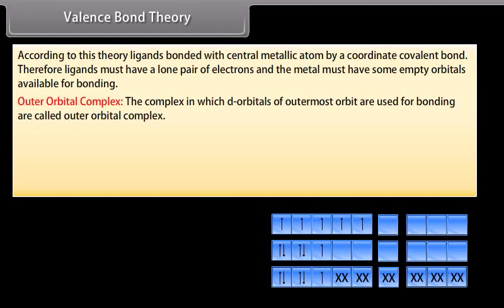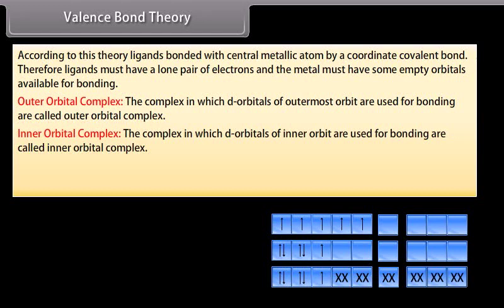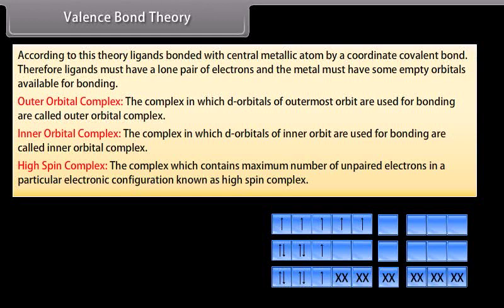Outer orbital complex. The complex in which d orbitals of outermost orbit are used for bonding is called an outer orbital complex. Inner orbital complex. The complex in which d orbitals of inner orbit are used for bonding is called an inner orbital complex. High spin complex. The complex which contains the maximum number of unpaired electrons in a particular electronic configuration is known as a high spin complex.